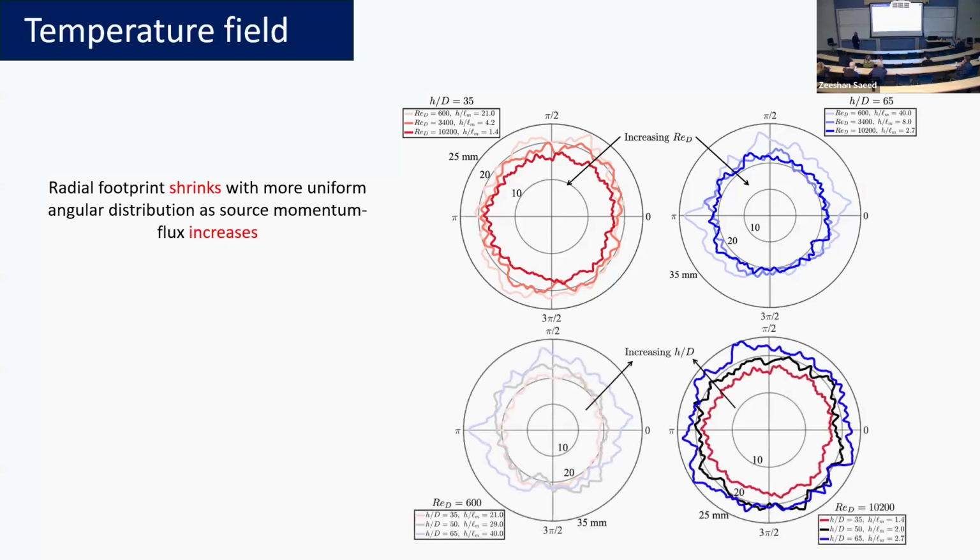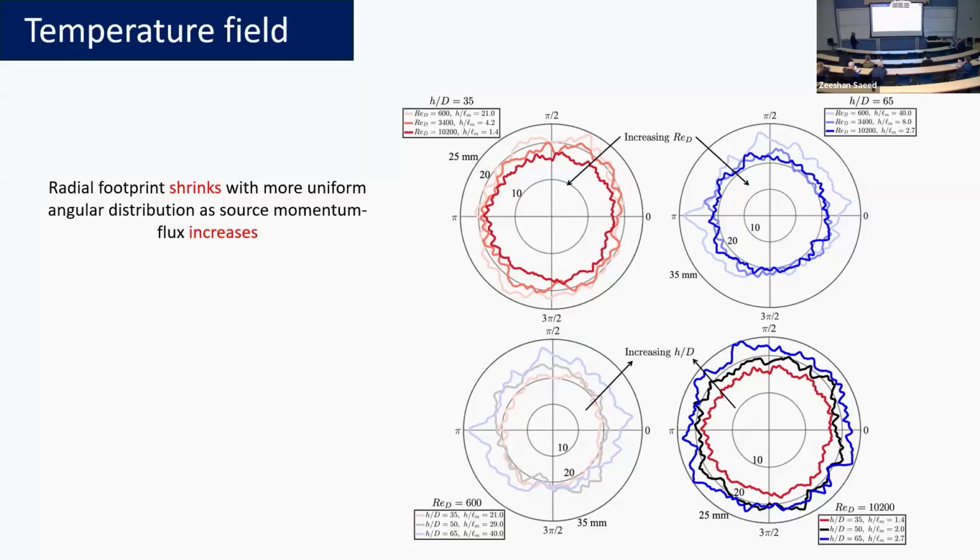If I'm increasing the separation between the source and the flow, maintaining the source velocity the same, the radial footprint is increasing, as you can see. And that has to do with the fact that I'm allowing more space for the jet to develop. And as that is done, it's entraining more and more from its surroundings, and it grows.